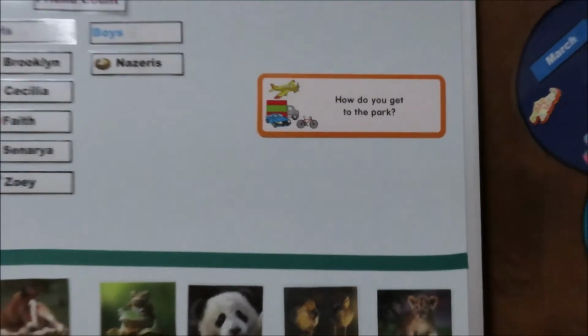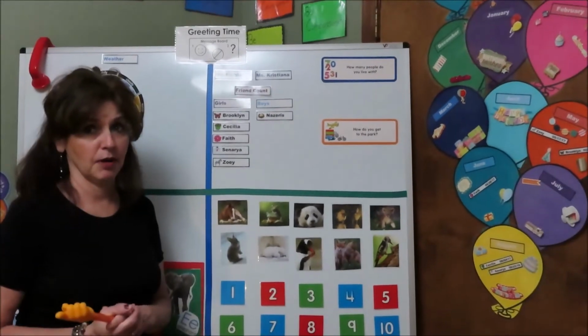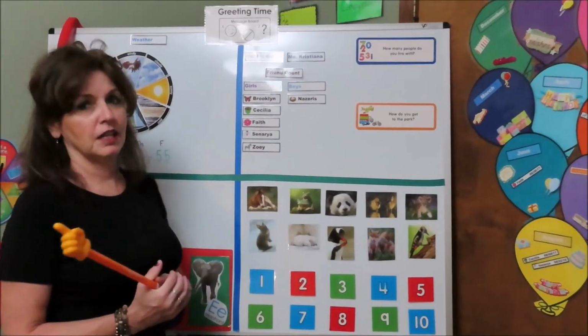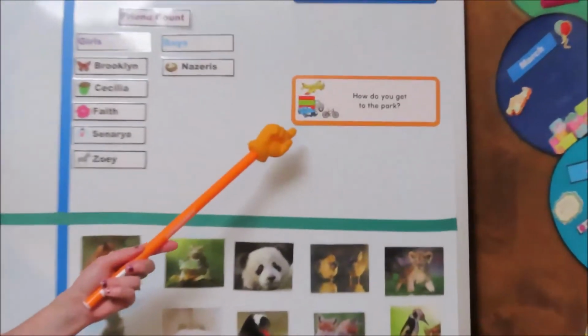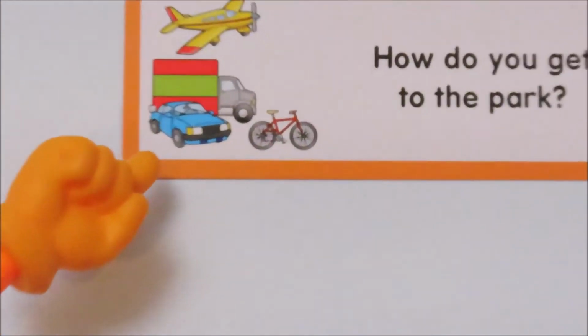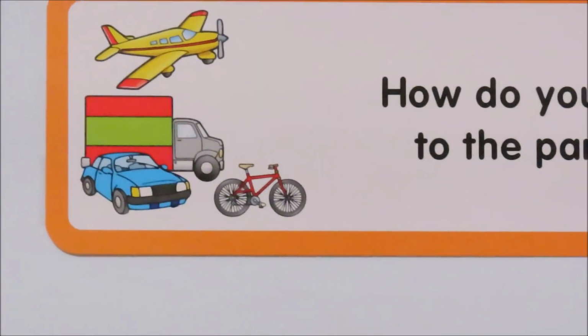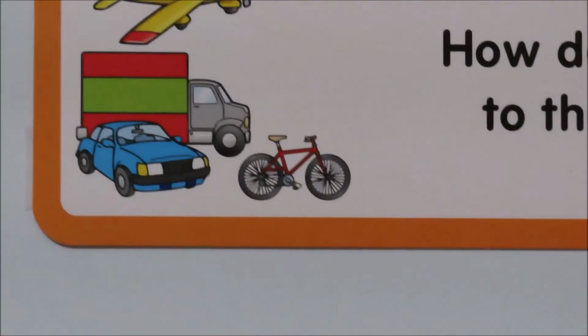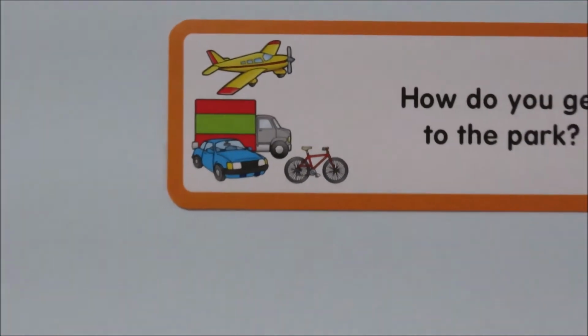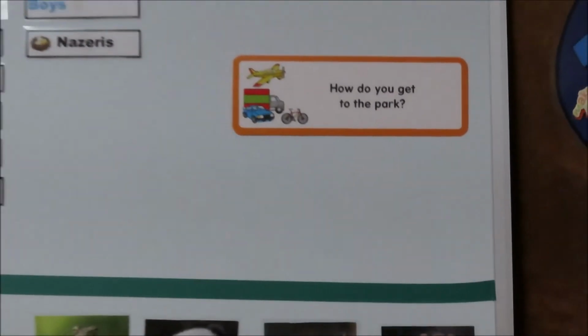Let me think. I don't think we'd need to take an airplane to the park. And I don't think we need a big delivery truck either. But your parents or grandma and grandpa could drive you in a car to the park. Or if you live close enough to the park, you could actually ride your bike to the park. But there are many different ways you can get to the park.